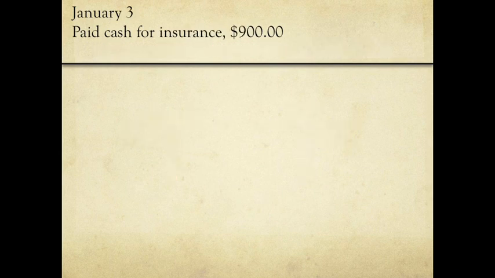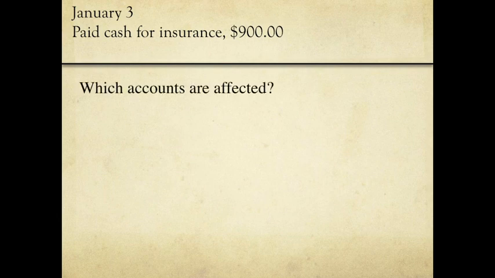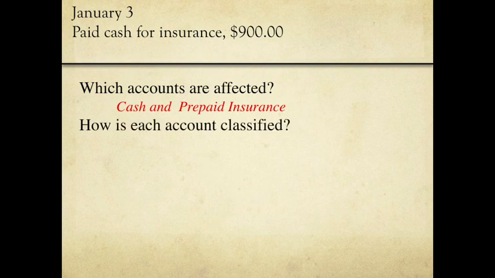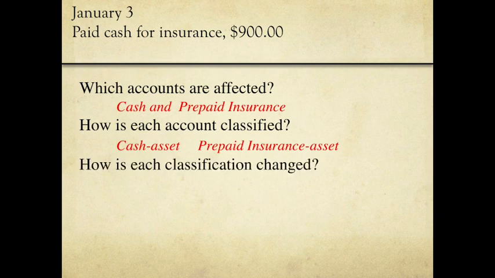Our next transaction, paid cash for insurance. Again, the four questions we ask. What accounts are affected? Cash and prepaid insurance. How is each classified? Each of them are assets. Cash is an asset. Prepaid insurance is an asset. How is each classification changed? An asset is decreased and an asset is increased.